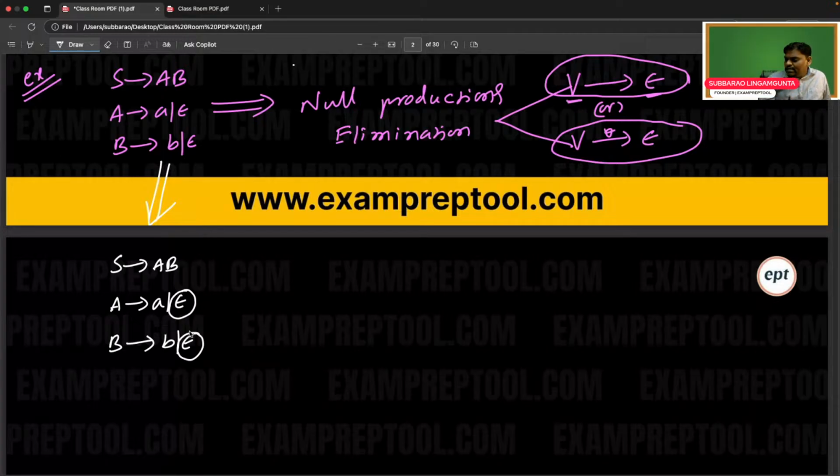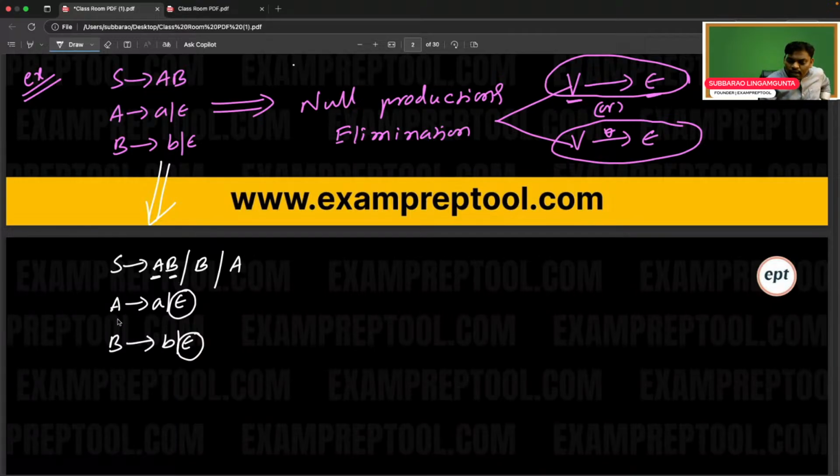On the right hand side of the production, wherever you see capital A, keep the epsilon. Wherever you see capital B, keep the epsilon. Try to understand. S goes to AB. Here A is there. Replace A by epsilon, you will get B. Next one, replace B by epsilon, you will get A.